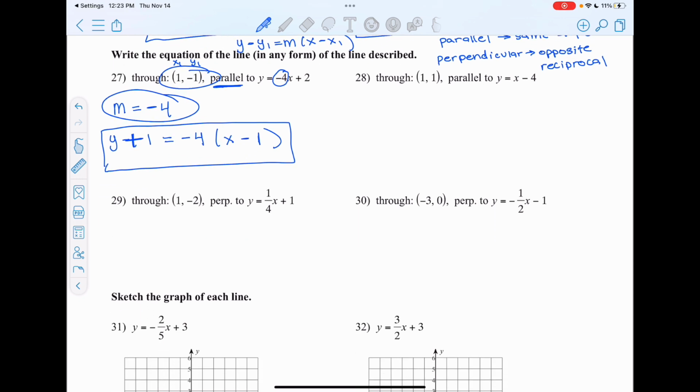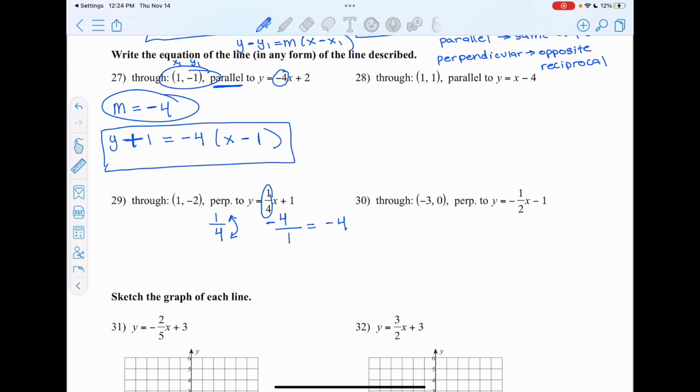Let's skip to 29. In 29, it says that I want a line that goes through 1, negative 2, and is perpendicular to y equals 1 over 4x plus 1. The slope of this line is 1 over 4. If I want a slope that's perpendicular to this one, I need to find the opposite reciprocal, which means I need to flip this and change the sign. Since I had a positive 1 over 4, my new slope is going to be a negative 4 over 1, which we can simplify to just negative 4, because negative 4 divided by 1 is negative 4.